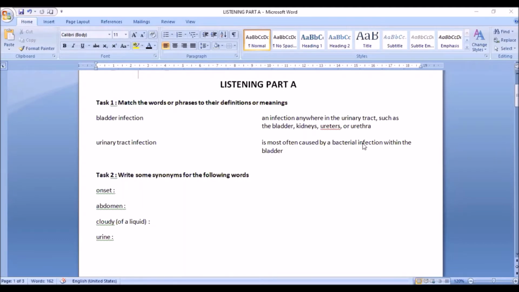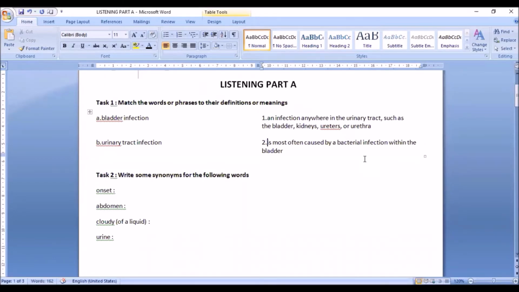Now, the first activity is a matching activity, and it's actually pretty obvious. I haven't added letters and numbers. I'm going to do it now. In the chat, I'd like you to write the corresponding letters and numbers for the word and the definition, the phrase and its definition. So which one is which? It's very short and it shouldn't be too difficult.